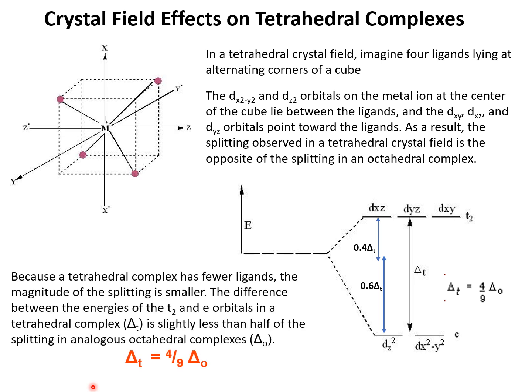Because a tetrahedral complex has fewer ligands, the magnitude of the splitting is smaller. The difference between the energies of the T2G and EG orbitals in a tetrahedral complex, if it is tetrahedral, we represent by delta T. Earlier for octahedral, we represented it by delta naught. It is slightly less than half of the splitting in the octahedral complex. This expression you have to remember: delta T is equal to 4 by 9 delta naught.